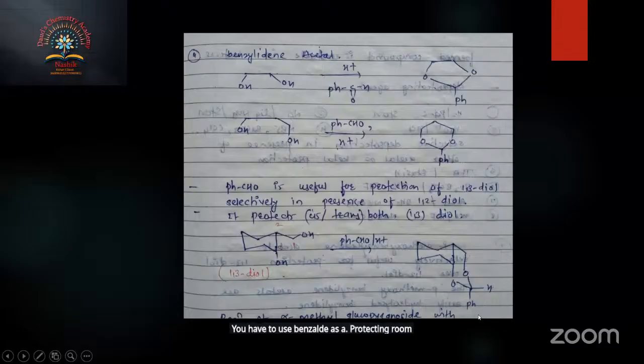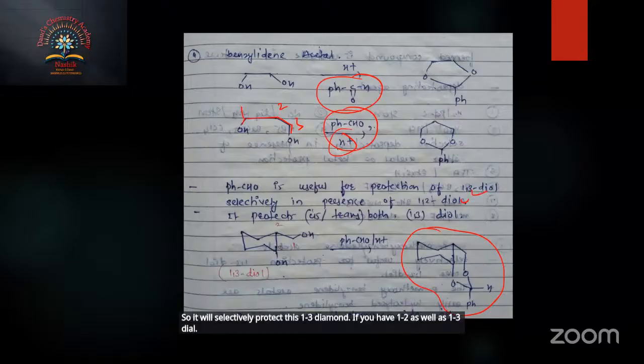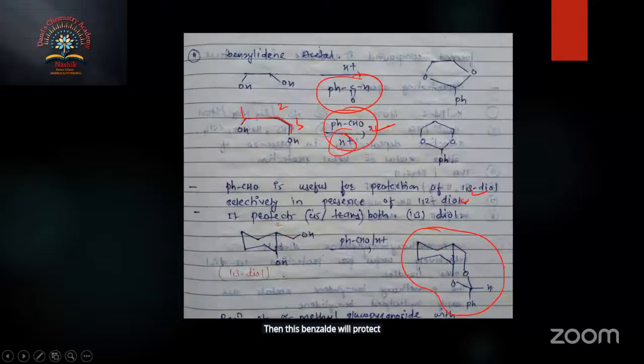See, definitely benzaldehyde can protect 1,2 as well as 1,3-diol. We have benzaldehyde in acidic condition, so it will form an acetal, right? Benzylidene acetal, it will form benzylidene acetal. Let's say we have a 1,3-diol, so it will selectively protect this 1,3-diol. If you have 1,2 as well as 1,3-diol, then this benzaldehyde will protect only the 1,3.